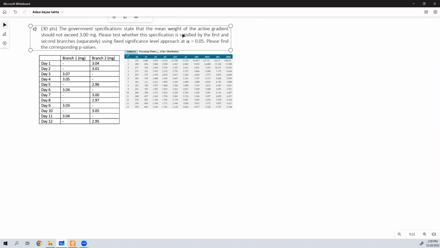Okay, the government states that the mean weight of the active ingredient should not exceed 3 milligrams. So for those who cannot remember the question, we had from a factory two different branches, two different batches, collected at different days. From the first branch, we collect a sample of 5 observations, and from the second branch, a sample of 7 observations. Then we would like to test separately whether the first one exceeds 3 milligrams or not, and whether the second one exceeds 3 milligrams or not. We are going to conduct separate tests. I'm going to just concentrate on the second one.